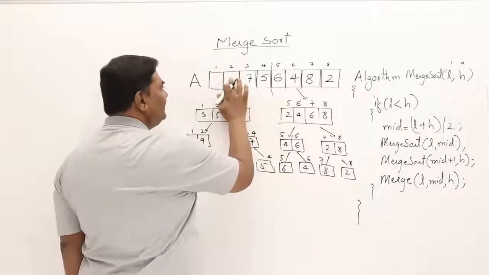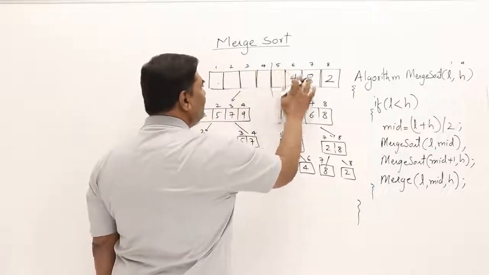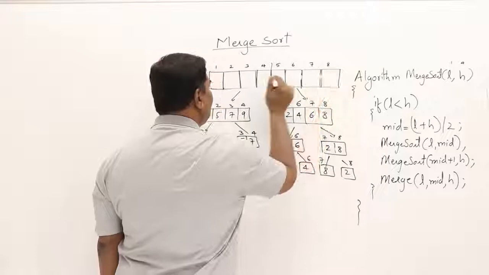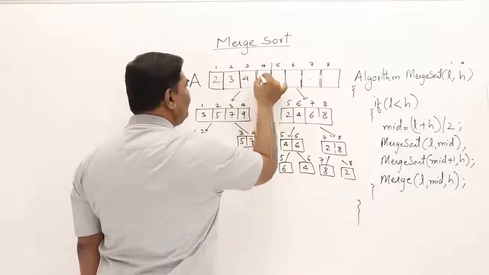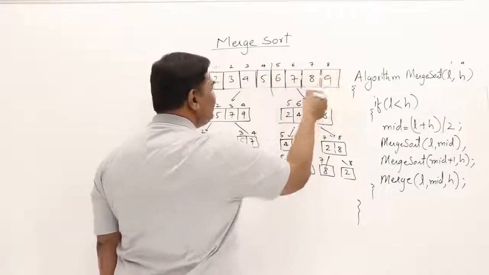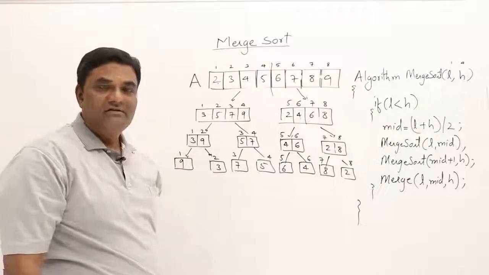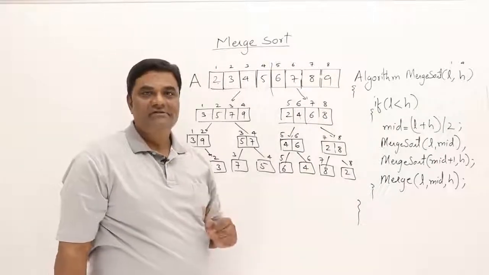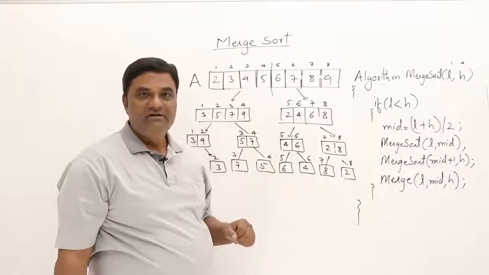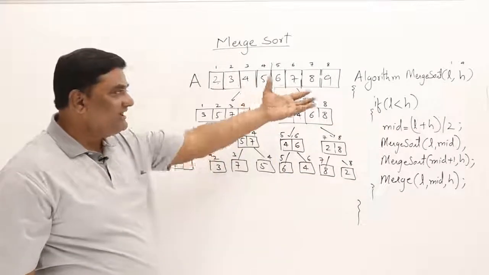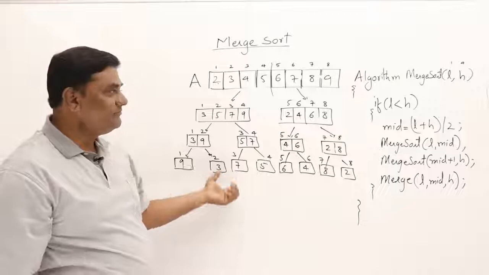So in this way, this list becomes 2, 3, 4, 5, 6, 7, 8, 9. Sorted. This is how merge sort works. Tracing I have done. See, earlier I have shown just indices. Now in this I am showing numbers.